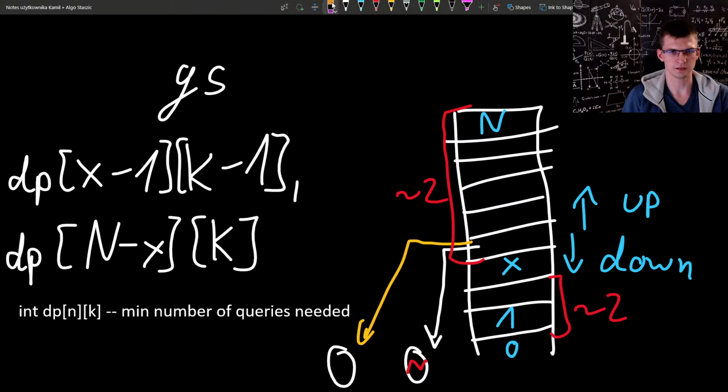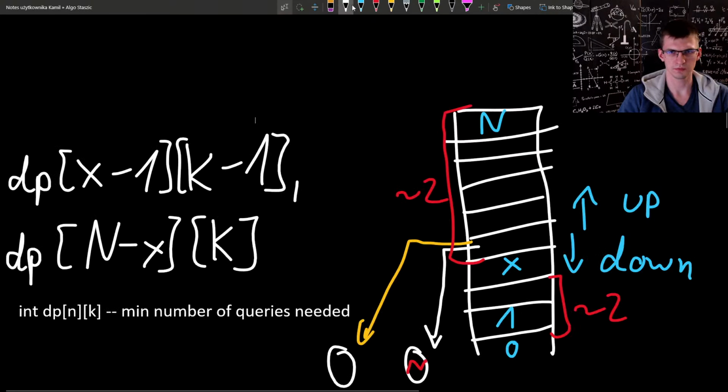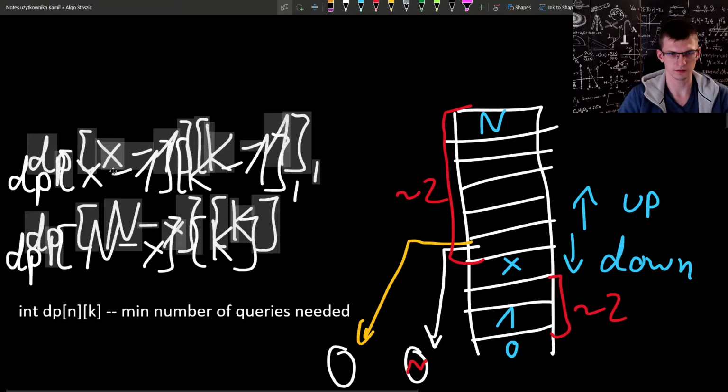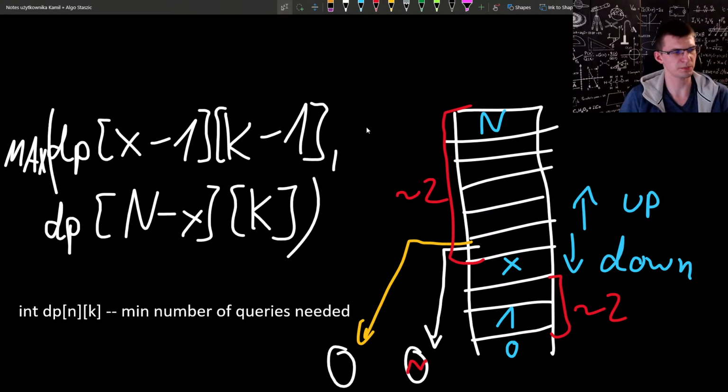The answer will be the max of this DP and this DP. This is a possible answer if I decide to drop there. And +1 because I'm just dropping one egg.